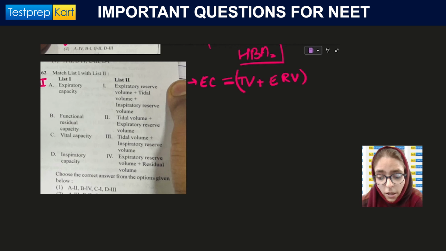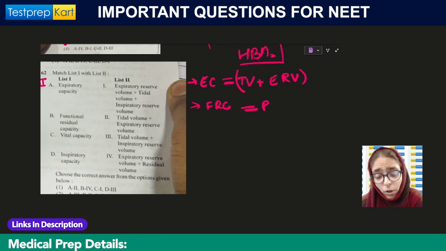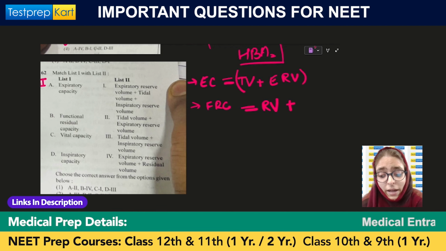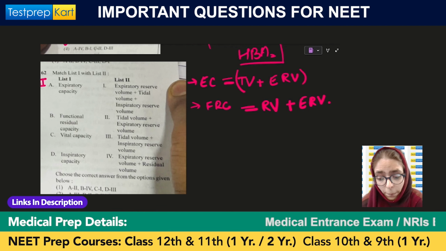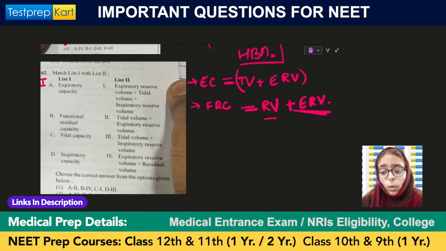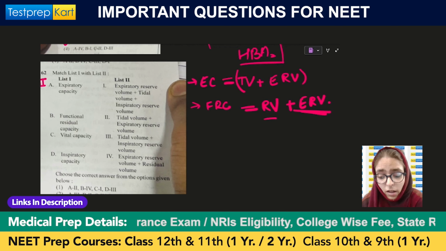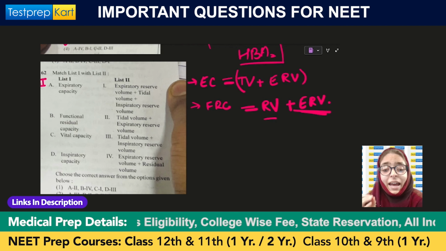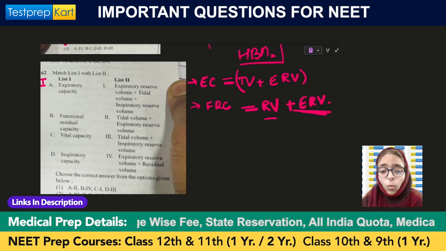Now the second one is functional residual capacity. It is the volume of air that will remain in the lungs after a normal expiration. The formula of this functional residual capacity is a combination of residual volume, that is RV, plus the expiratory reserve volume, ERV. Now what is this RV? RV is the amount of air that can't be expelled from our lungs at the end of a forced expiration. This is what RV means.